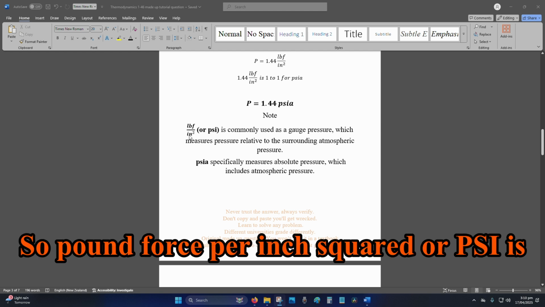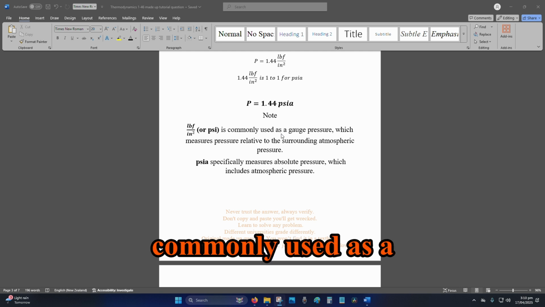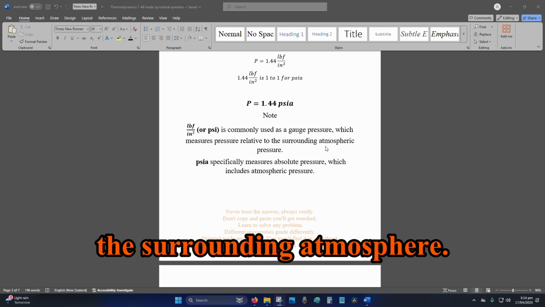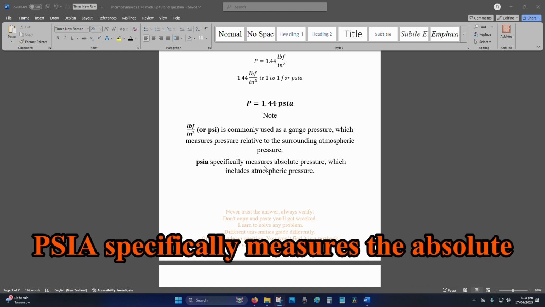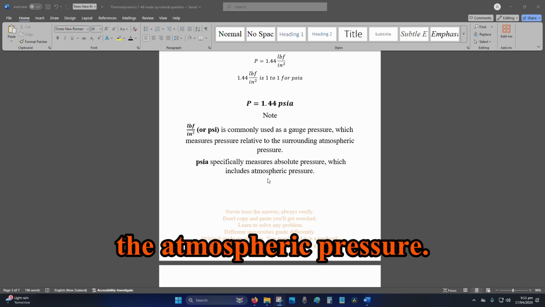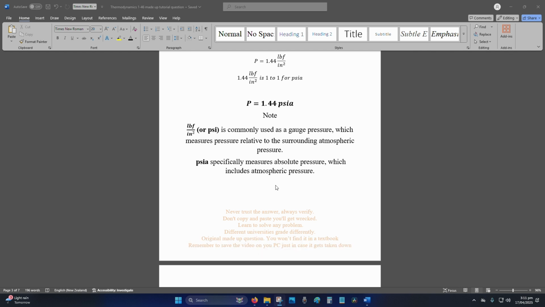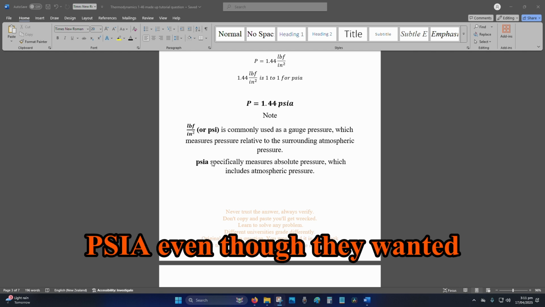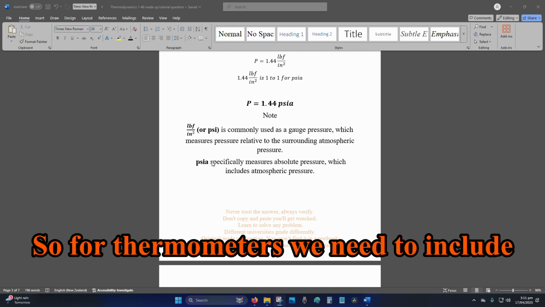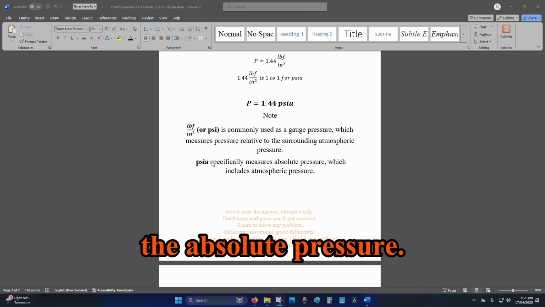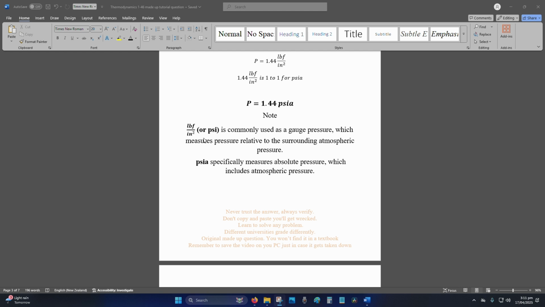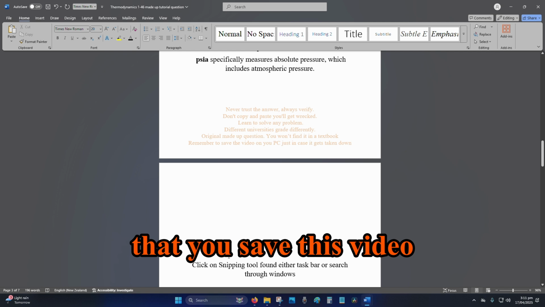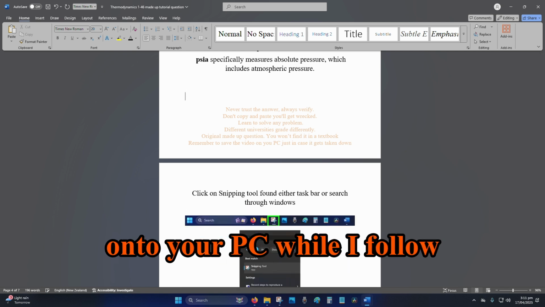So pound force per inch squared, or PSI, is commonly used as a gauge pressure, which measures the pressure relative to the surrounding atmosphere. PSIA specifically measures the absolute pressure, which includes the atmospheric pressure. So the answer is the same, but the reasoning is here why we use PSIA even though they wanted PSI. So for thermometers, we need to include the absolute pressure. That's the short version.